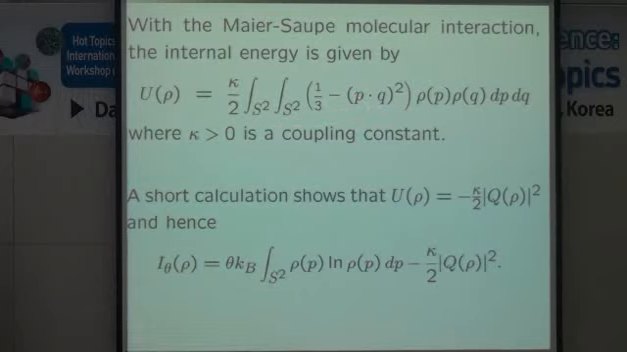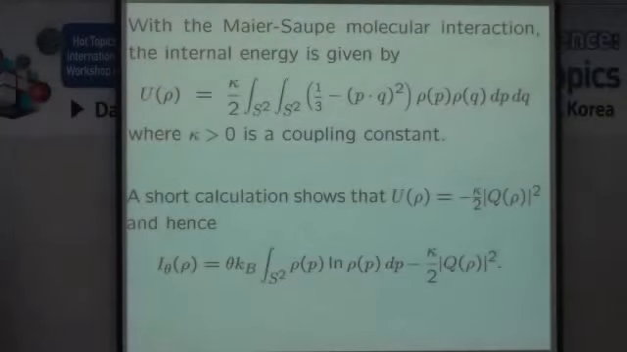Now, one of the things that makes this such an easy sort of theory to manipulate is that in fact U of rho can be shown to be, it's a very quick calculation, minus kappa over 2 times the Euclidean norm of the Q tensor corresponding to rho. So the internal energy depends on rho only through the Q tensor. Okay. So, how do you define this Euclidean norm of Q?